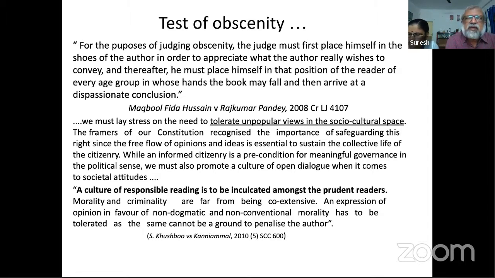The Delhi High Court, Justice Kaul, who's now in the Supreme Court, was there at that time, and he gave this judgment. He said, to find out the whole issue of obscenity, the judge should place himself in the shoes of the author so that he can appreciate what the author really wanted to convey. And thereafter, he must place himself in the position of the reader or group in whose hands a book may fall, and then arrive at a dispassionate conclusion. Now, this is again a test.